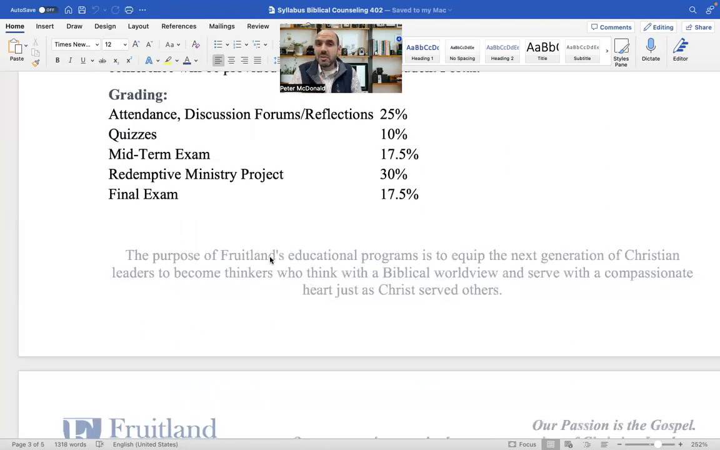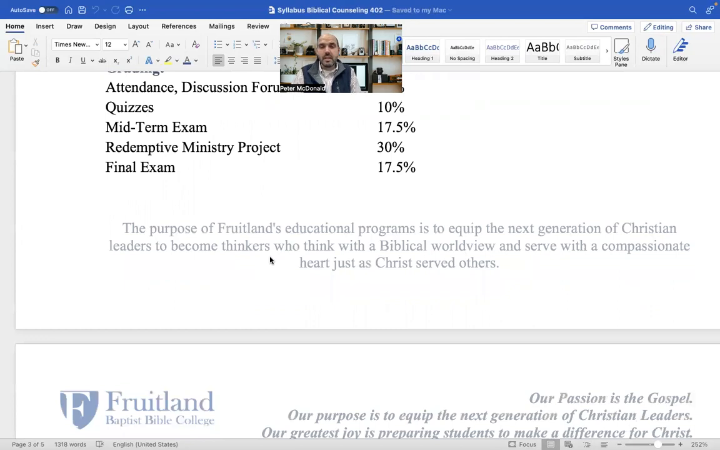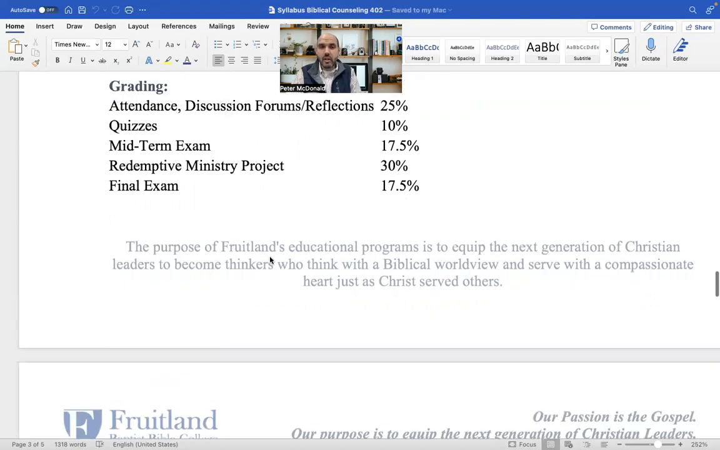And then that redemptive ministry project is a big deal. It's 30% of your grade. So I do want you to make sure that you pay close attention to getting that in on time and fulfilling its requirements. I do want to note that I grade the redemptive ministry project two ways. One is an actual grade. The actual grade is what you would make if you were studying at the next level.